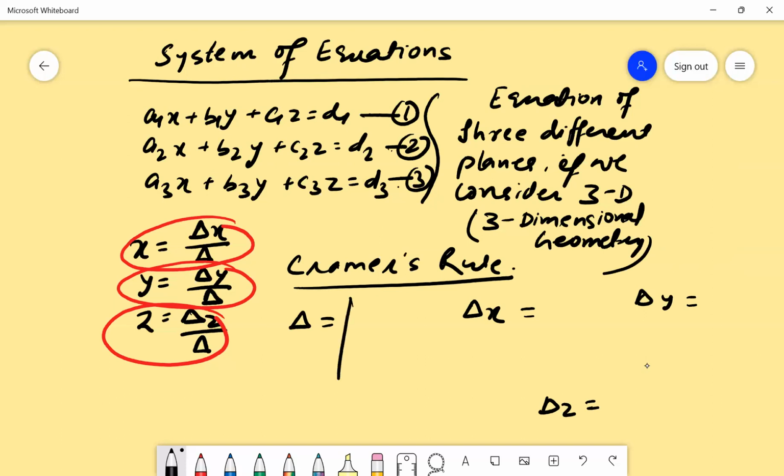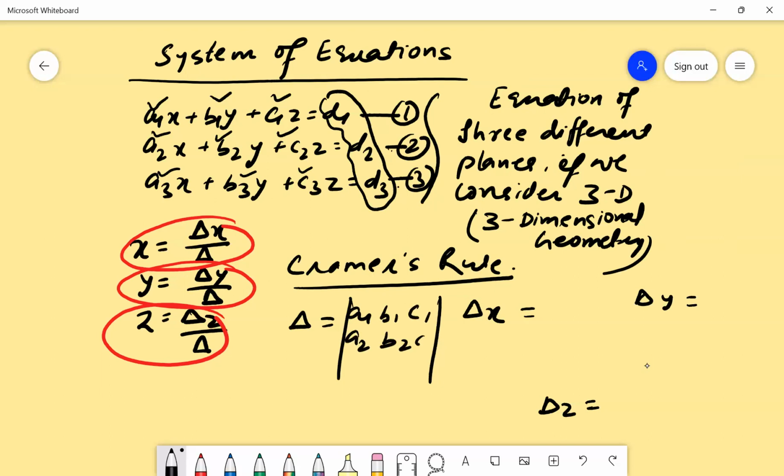Now, what is the rule? When you write delta, you don't take into account these d1, d2, d3. You just take a1, b1, c1, a2, b2, c2, and a3, b3, c3 in the given order. Whatever order you are seeing, a1, b1, c1, in the same order you write the determinant. This is delta.